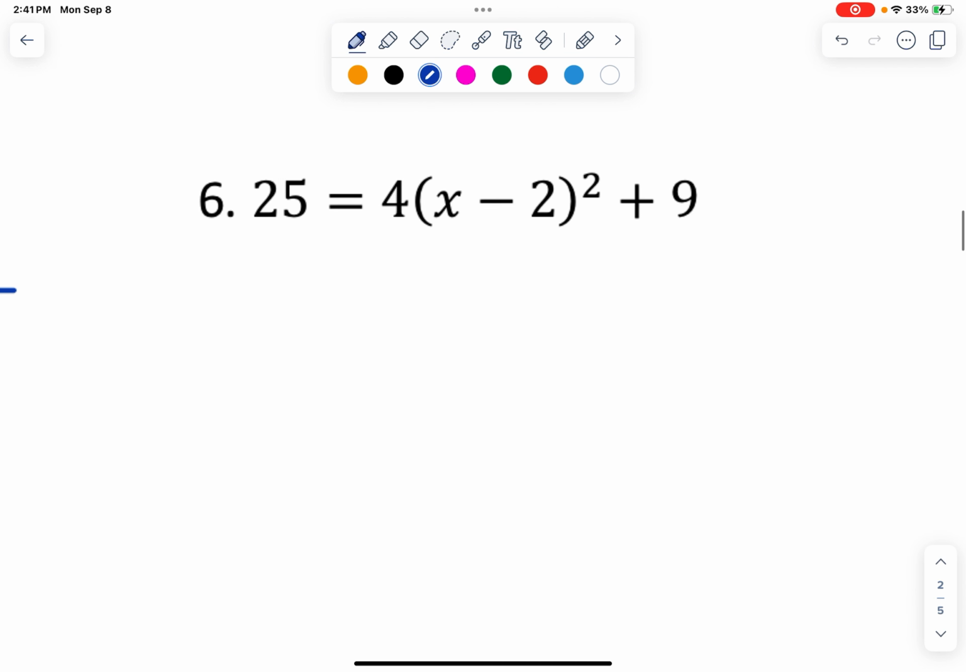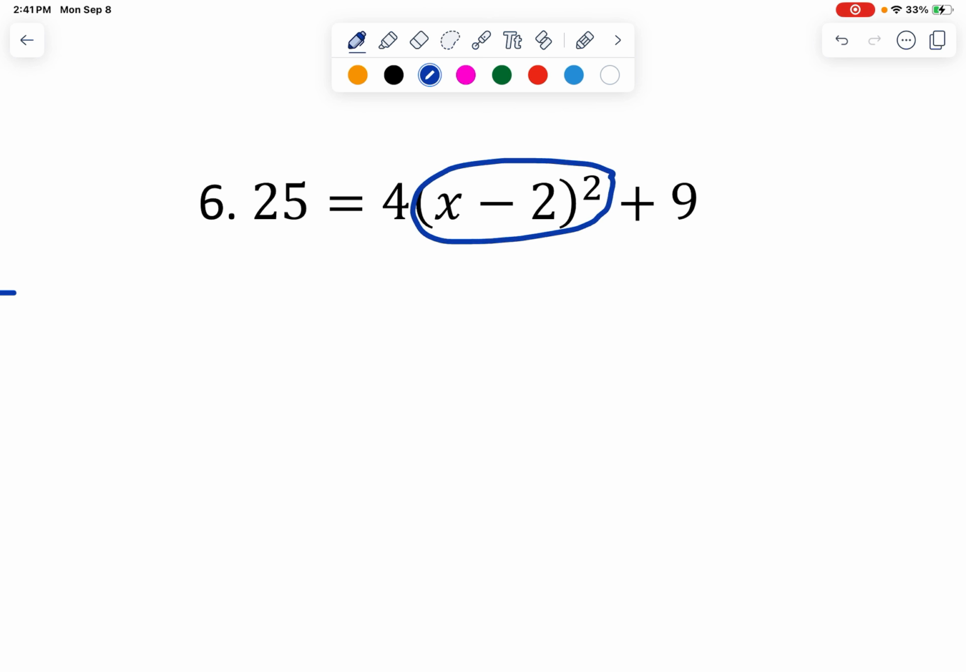All right, next one here. I can square root, but I have to get this by itself before I do that. But notice there's not an x squared and an x, so I'm going to subtract 9 from both sides.